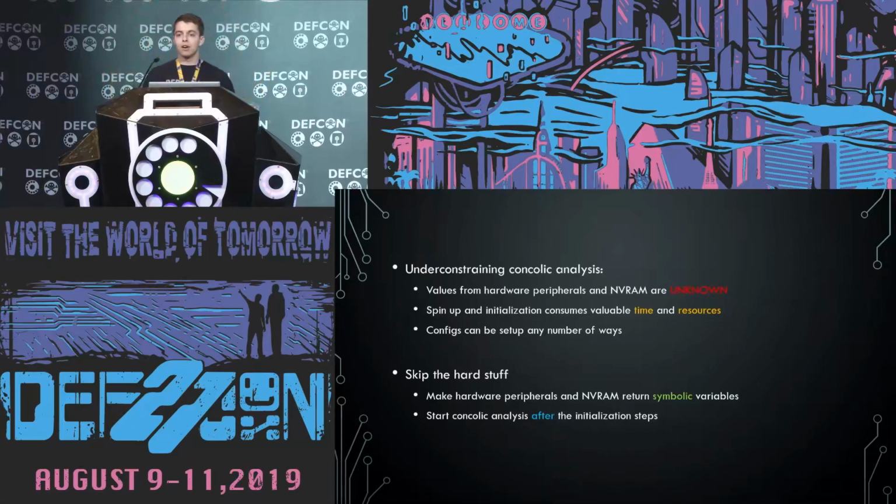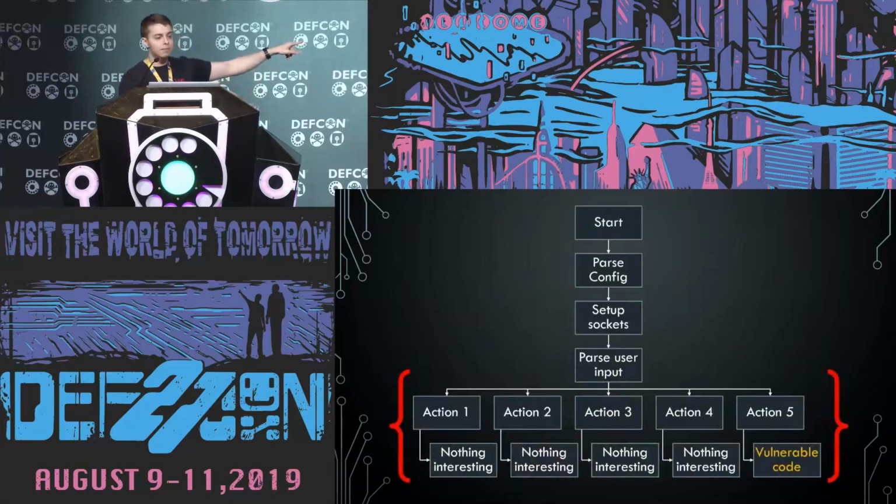We can tell our analysis tasks that we don't know what those hardware peripherals are giving us information-wise. We can tell it we don't know what NVRAM values are being given to us. We can also skip past a lot of that initialization that comes from parsing config files, from reading environment variables, from reading our command line arguments. And we can jump past that and just look at the interesting code. We can start down here.